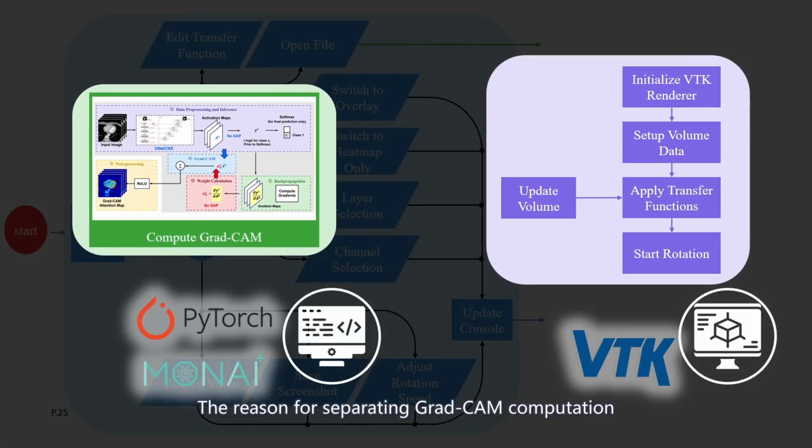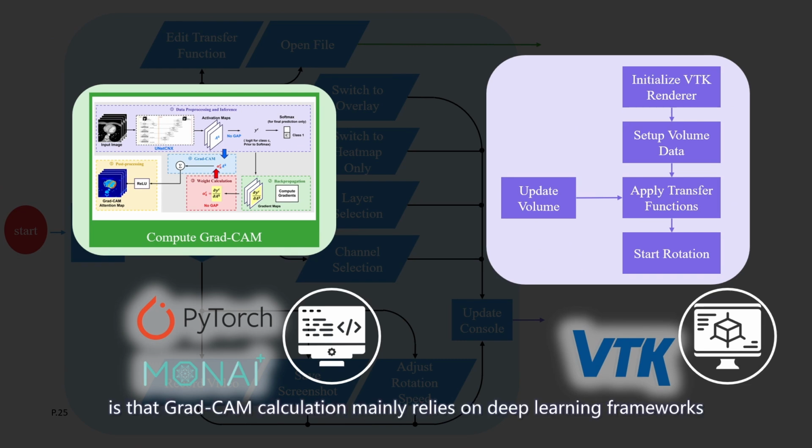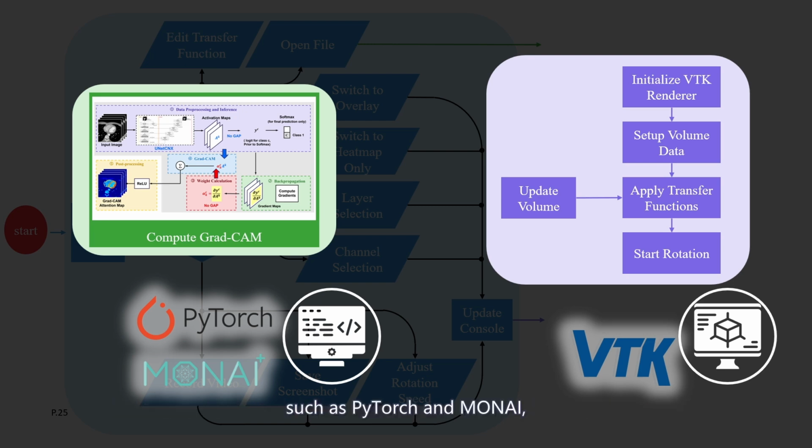The reason for separating Grad-CAM computation and volume rendering into 2 independent modules is that Grad-CAM calculation mainly relies on deep learning frameworks such as PyTorch and MONAI, while volume rendering depends on VTK for real-time rendering. Since both heavily use the GPU, separating them helps prevent resource conflicts.